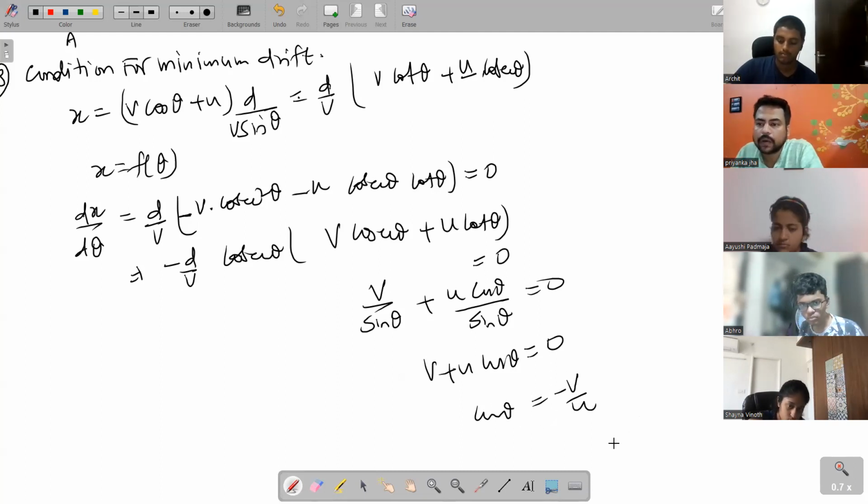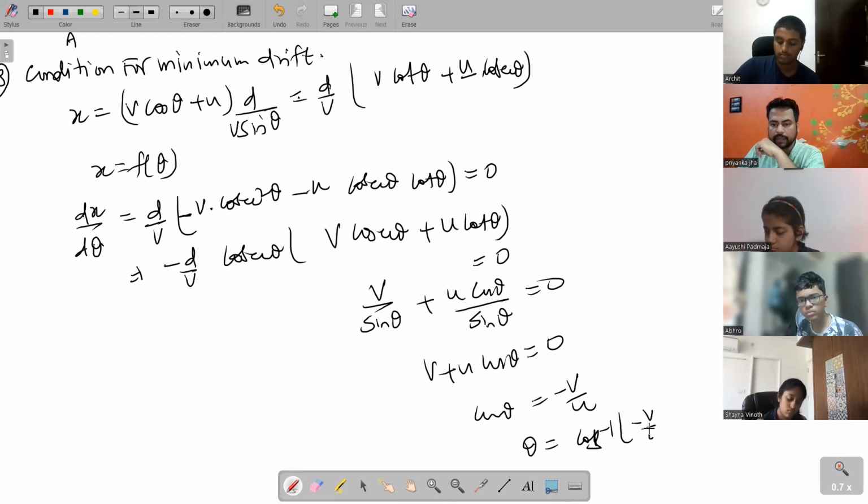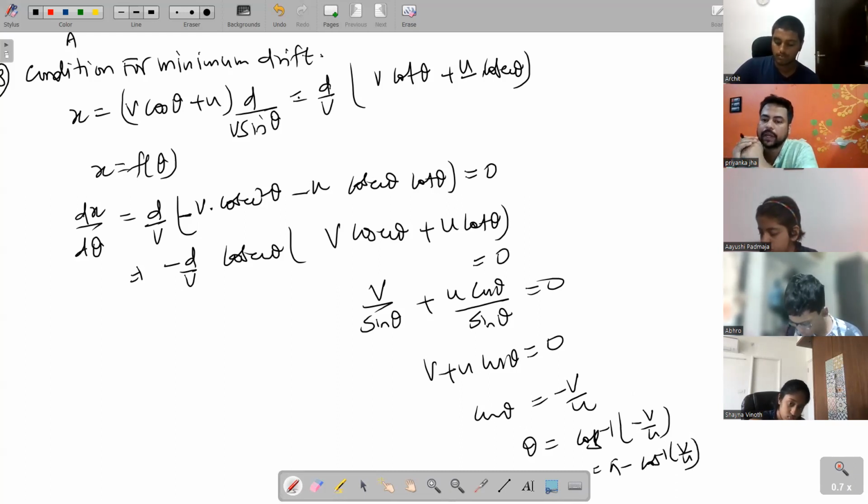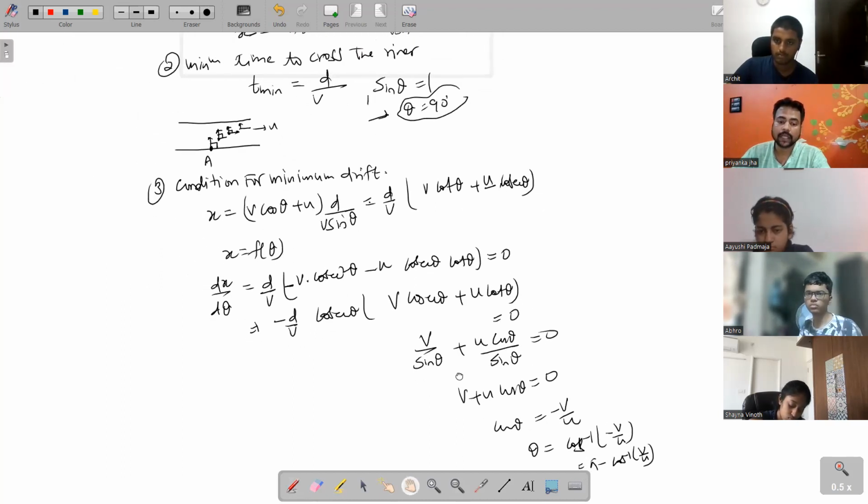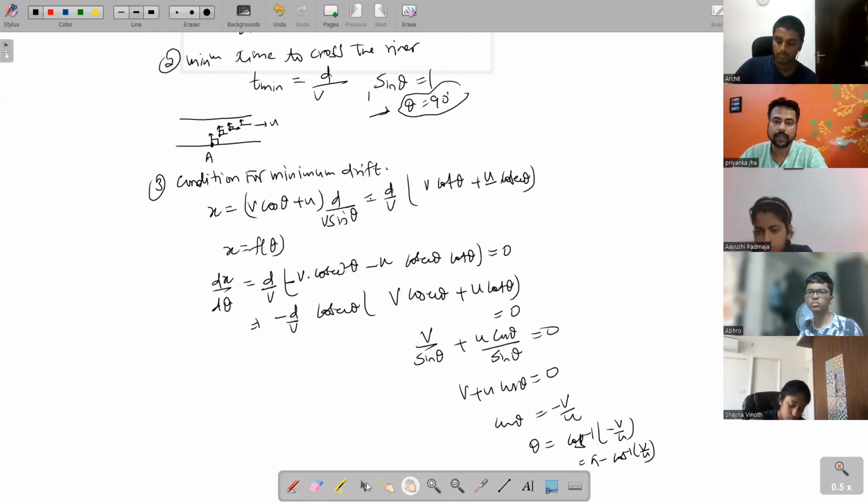So I'm not here to tell you how to find, like, what is the formula. I'm just telling you the way. So theta can be cos inverse of minus v by u. So this can be written as pi minus cos inverse of v by u. That is how you can find at this value of theta, you can have minimum drift. So that is how we can find. Formula, no one has to remember any formula. Just understand the mechanism. Zero drift is different, minimum drift is different.